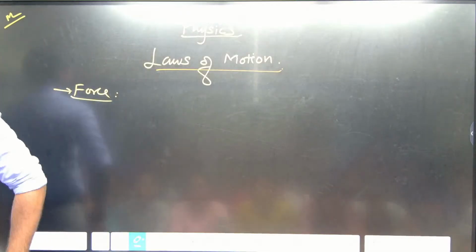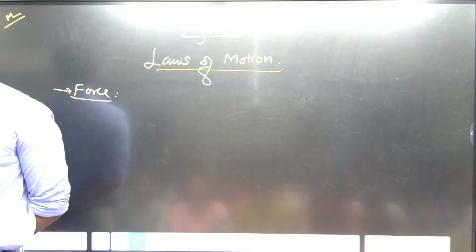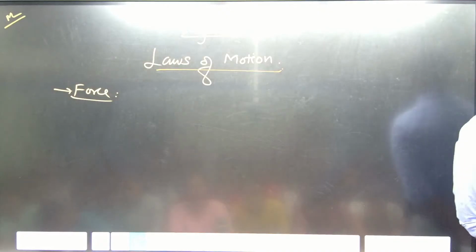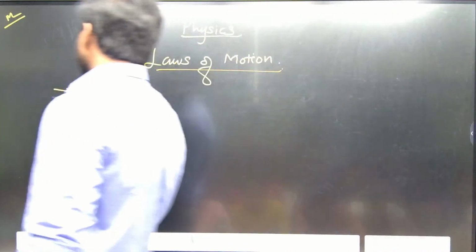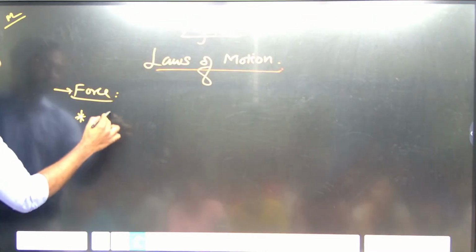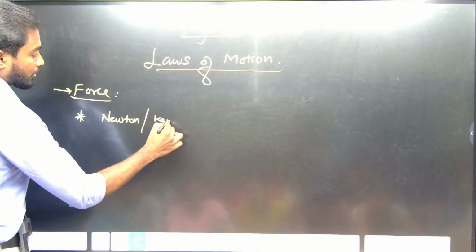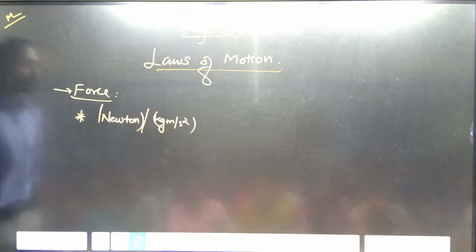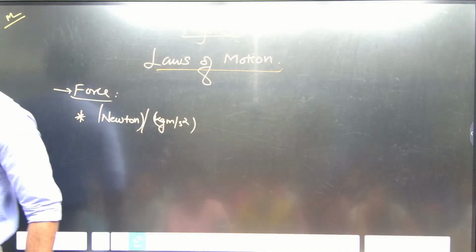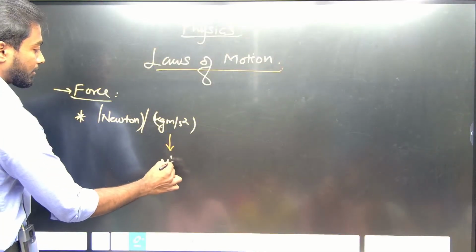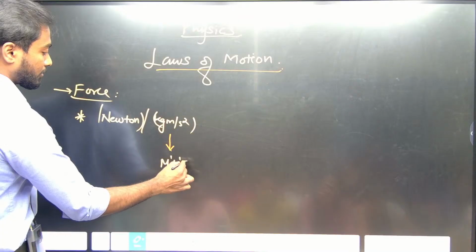And the second point is, what is the SI unit of force? Newton. In other words, kg meter per second square. Newton or kg meter per second square, either one. So what will be the dimensional formula? You have studied dimensional formula, no? M power 1 L power. So this is the dimensional formula of force.